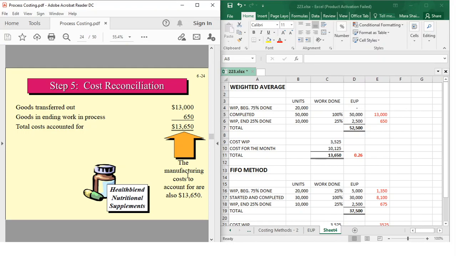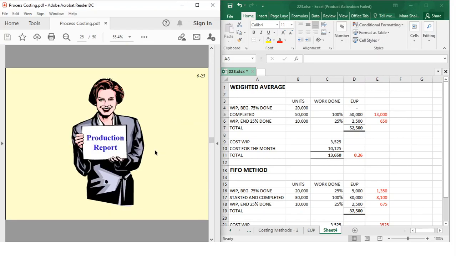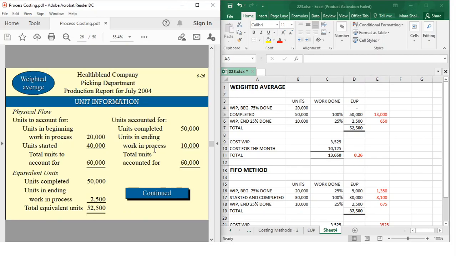So, again, the manufacturing costs to account for are also 13,650. So, they should be equal. Just like with your units, the cost to account for should equal the cost accounted for. So, to be more formal, this is what you will do.